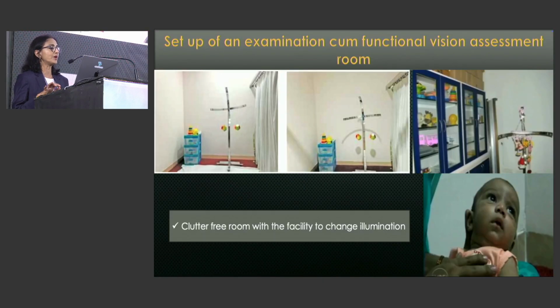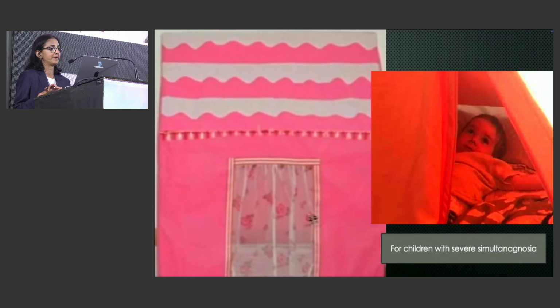So for all these, you have to set up an examination cum functional visual assessment room. How to set up this room? This room should be absolutely clutter-free and there should be facility to change illumination. All the gadgets you need should be kept in a cupboard like this, and only whenever needed you take them out. And what is the most comfortable position for the child? When the child is resting and well fed, resting on the mother's lap.